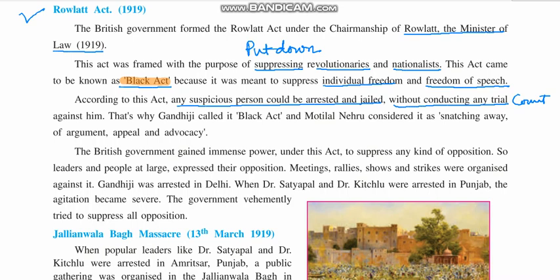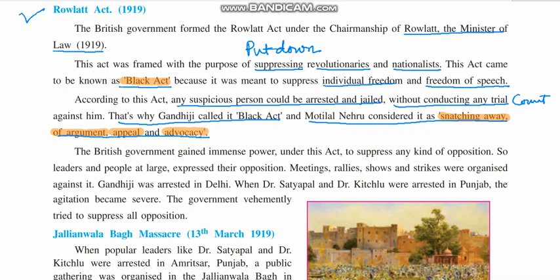So the British Parliament gave the Britishers the right to arrest any person without any reason or documents, and put him into jail without running a case against him. That's why Gandhiji called it the Black Act. Motilal Nehru, the father of Jawaharlal Nehru, considered it a snatching away of argument, appeal, and advocacy. You cannot argue, you cannot appeal, and you cannot advocate.